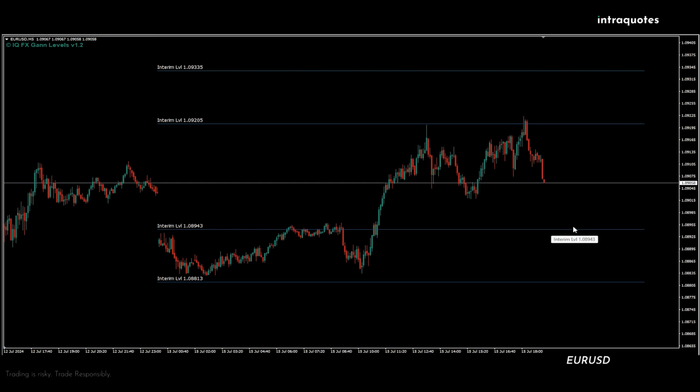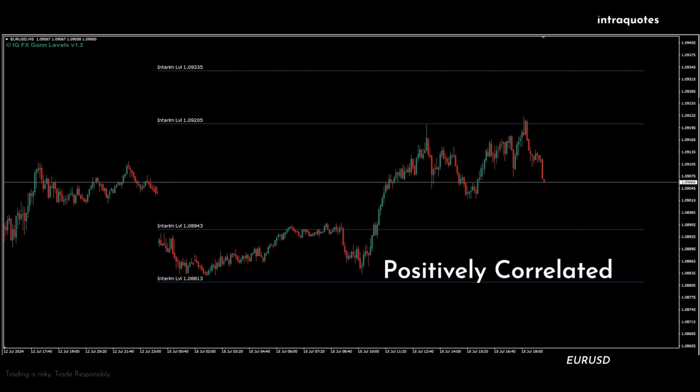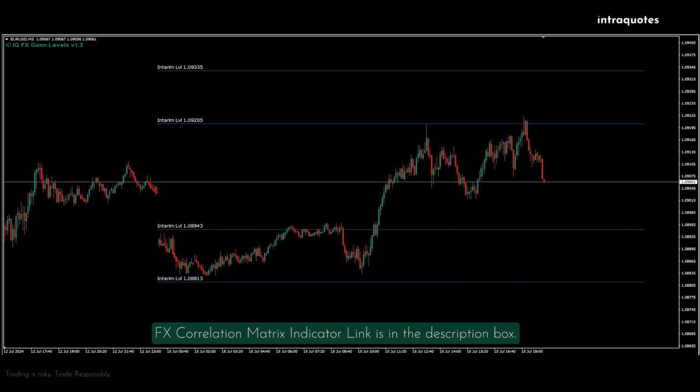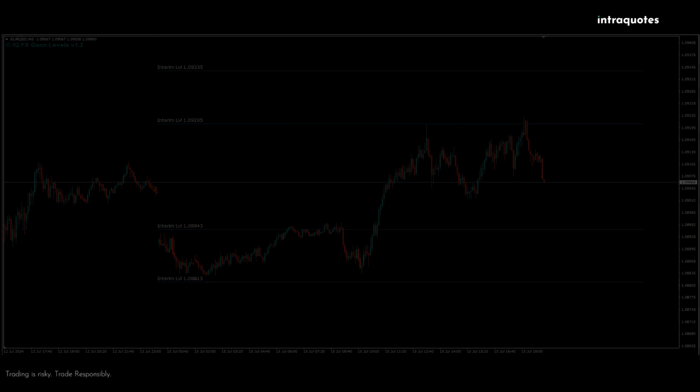Since we've chosen these pairs using the FX correlation matrix indicator, and they were positively correlated, we know these pairs will show similar trends, so if you open a trade, you can gain profits simultaneously from both trades. Let's check some other pair now.